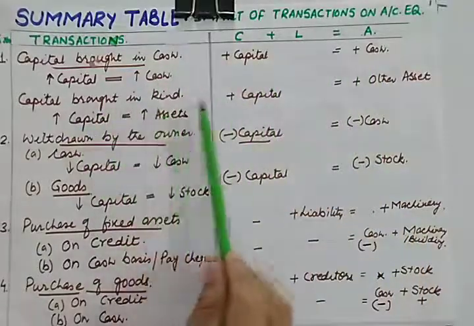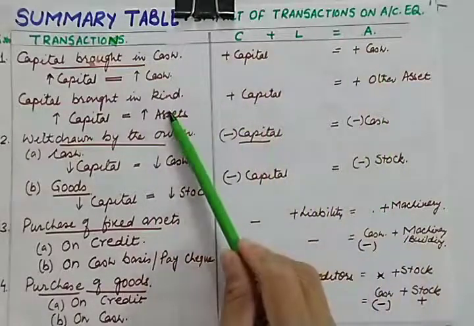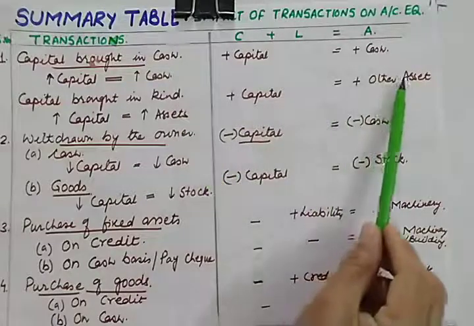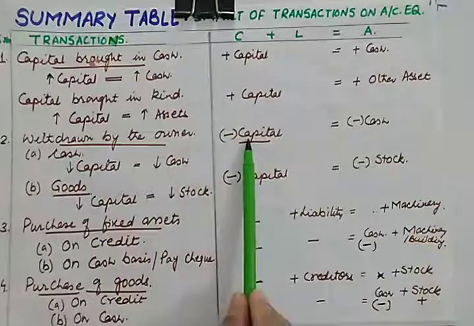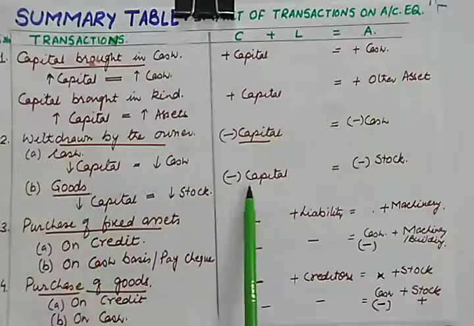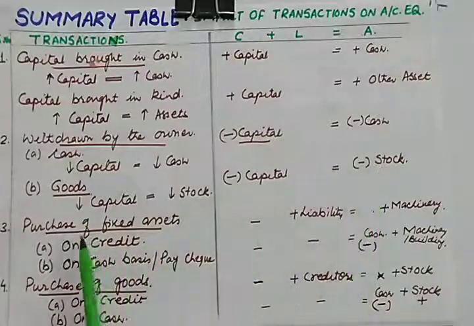And capital brought in kind, in this capital will increase and the asset which this owner is investing in the business will also increase. Withdrawn by the owner, capital decrease, cash will decrease, and if he is withdrawing in goods, in that case capital decrease and stock will also decrease.